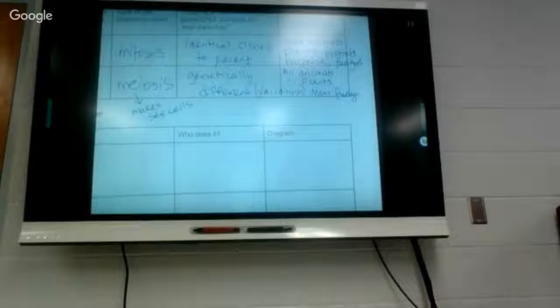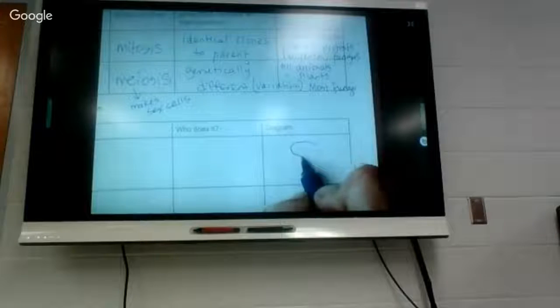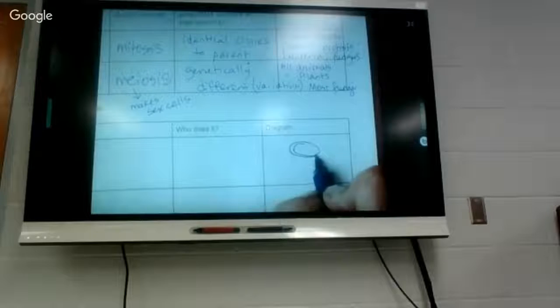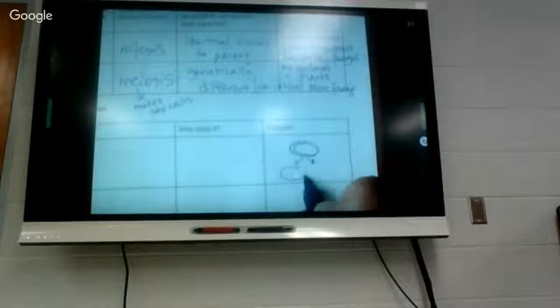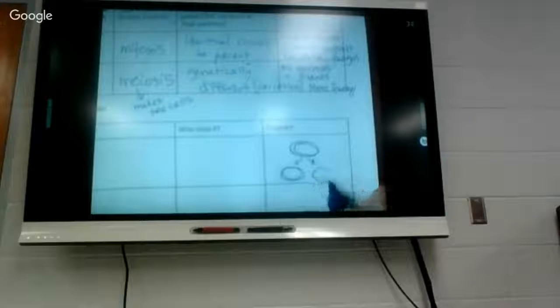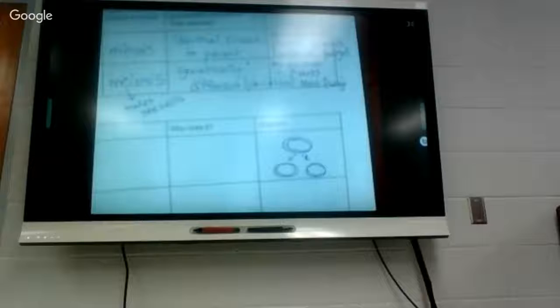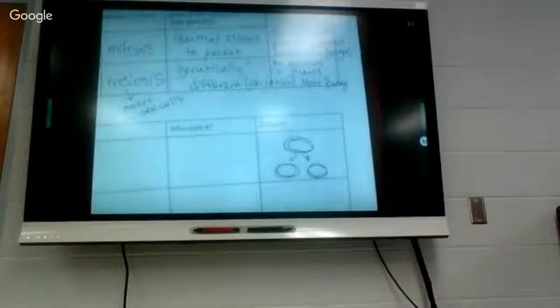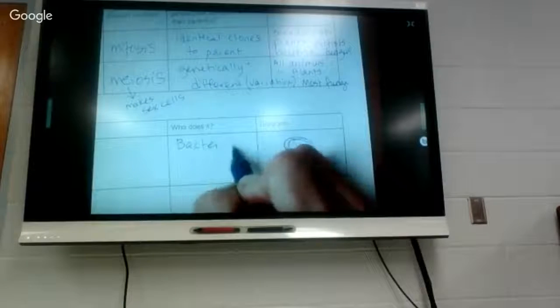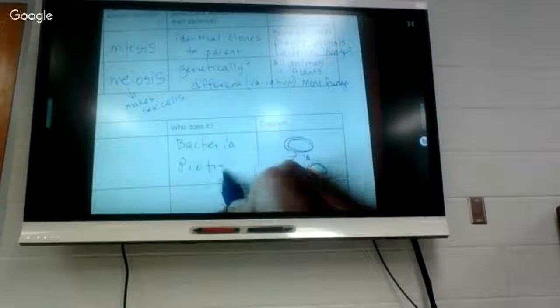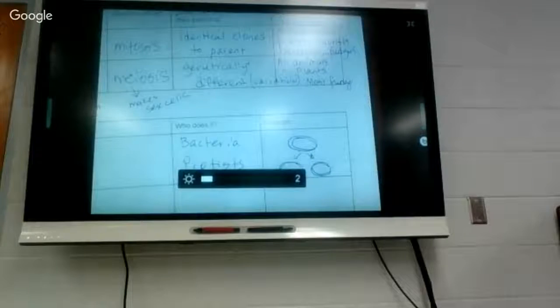So we're going to draw that. Here's your diagram, and then we'll write a definition. If this is a bacterium, they should look alike. They should be a clone of the original. That's how the bacteria reproduce in your mouth, on your skin. This is how they reproduce about every 20 minutes. Who does this? Bacteria, protists. Those are the major ones.